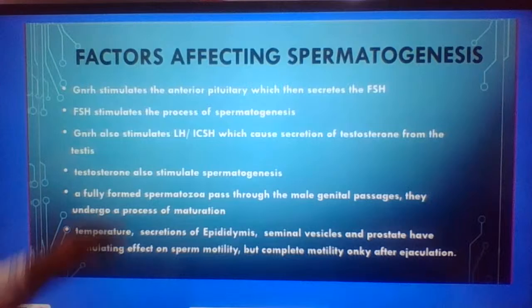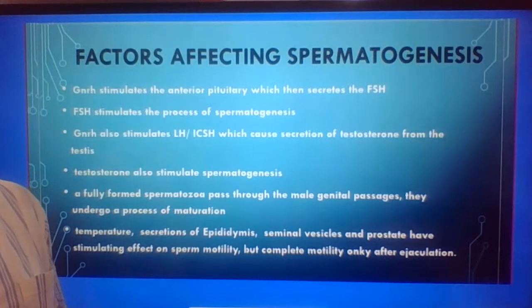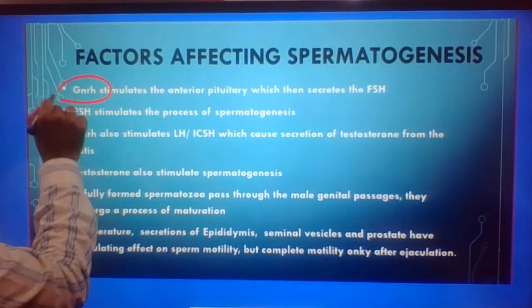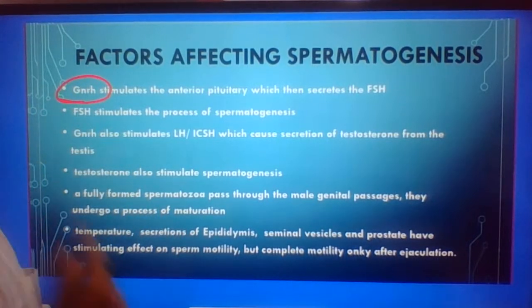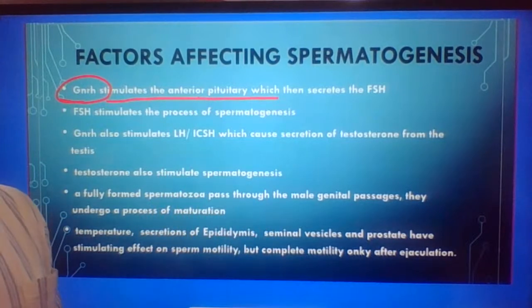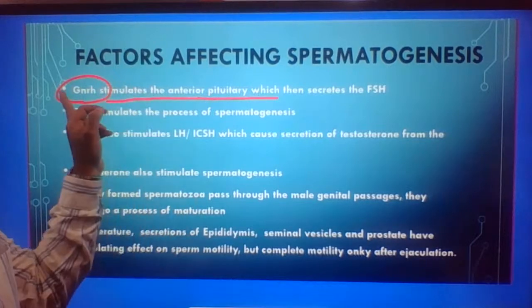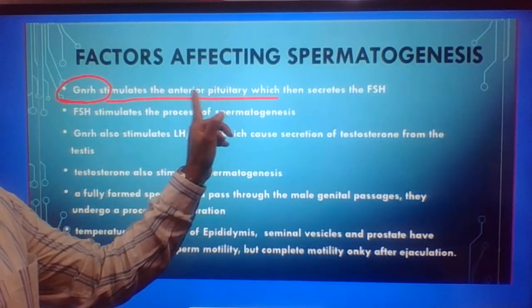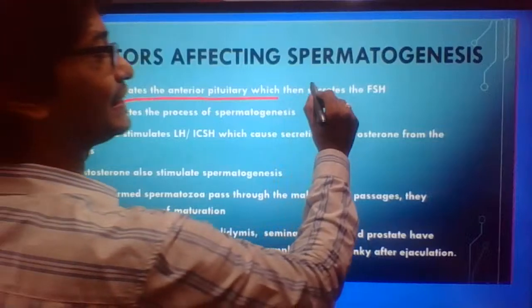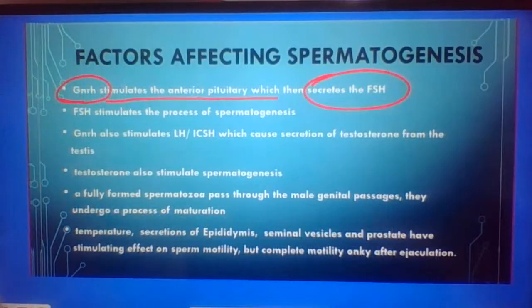This is for your understanding. Now, what are the factors which affect the spermatogenesis process? First one, GnRH. What is the expansion for GnRH? GnRH stands for gonadotropin releasing hormone. We already studied it in the endocrine system. GnRH stimulates the anterior pituitary. When we studied the pituitary gland, we studied the adenohypophysis and neurohypophysis separately. This GnRH activates the anterior pituitary, which then secretes the follicle stimulating hormone, FSH.